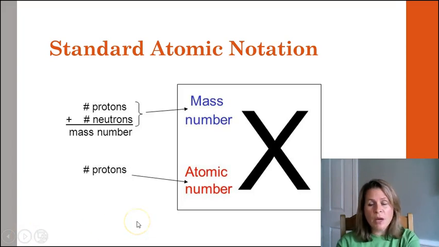Okay, here's that standard atomic notation again. You have the element symbol, and then you have the mass number in the upper left. The mass number is the sum of the protons and the neutrons. And then we have the atomic number that we talked about before. On the periodic table, you find that atomic number up above the element symbol, but here with the standard atomic notation, the atomic number is going to show down in the lower left, and that's going to tell us the number of protons.